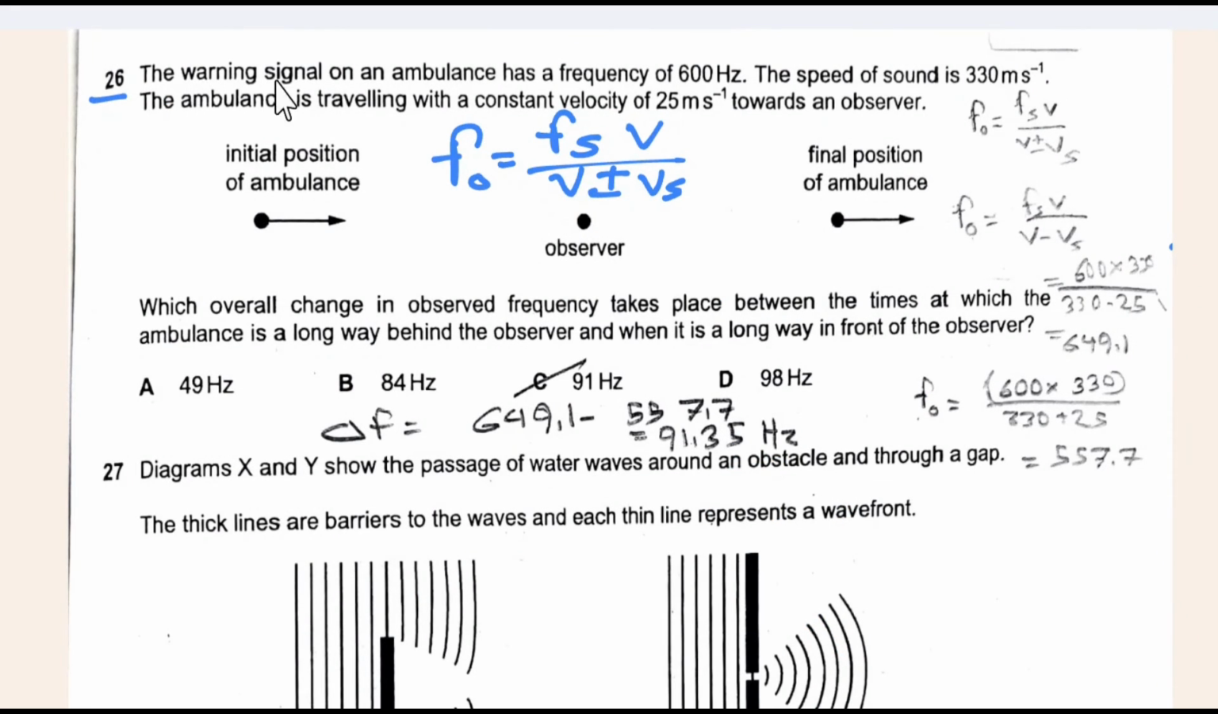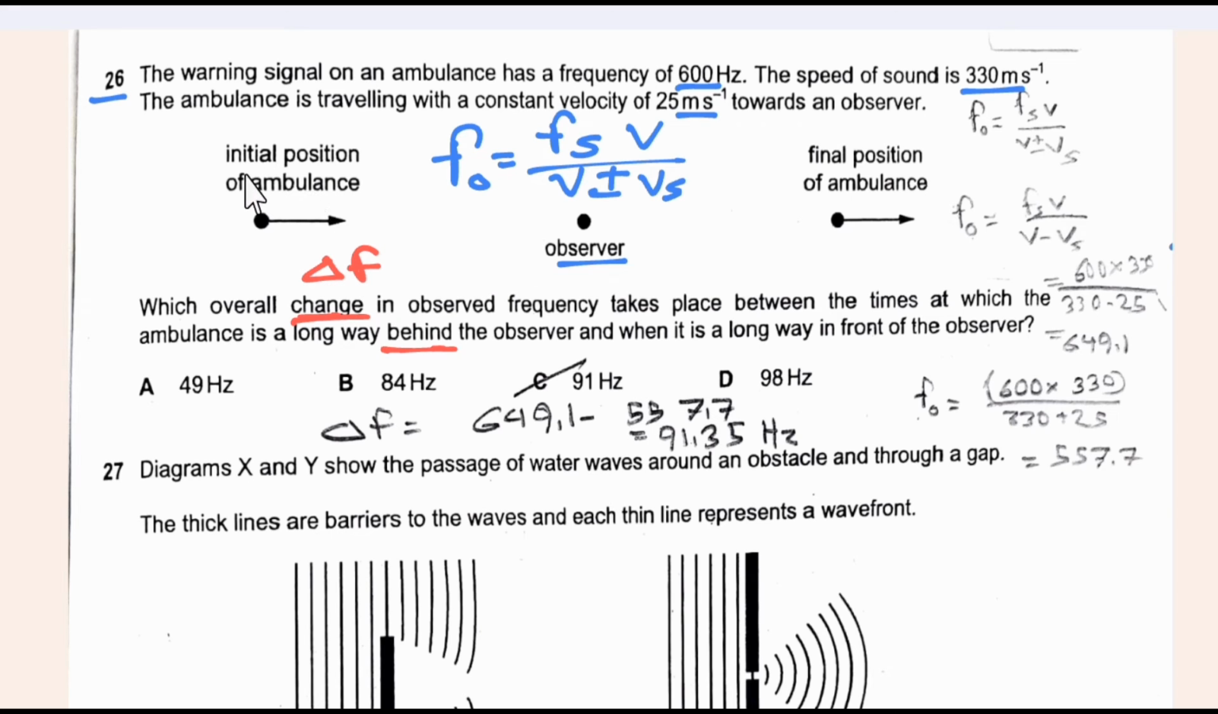Number 26. The warning signal on an ambulance has a frequency of 600 Hz. The speed of the sound is given. The ambulance is traveling at a constant velocity given, towards the observer. So initial position of the ambulance, observer, final position of the ambulance. Which overall change in the observed frequency takes place between the time at which the ambulance is a long distance behind the observer, that is it is moving towards the observer, and when it is a long distance in front of the observer, that is it is moving away from the observer? We need to find the change in observed frequency. So what is the change in observed frequency?